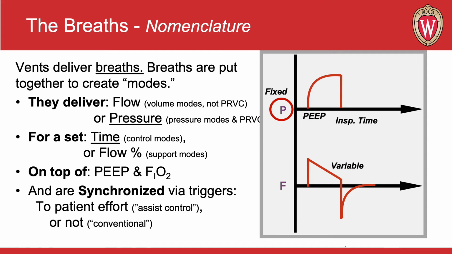Alternatively, the vent can deliver that breath for a set amount of flow percent in support modes, which we'll talk about later on. And it does that on top of PEEP and FiO2, and it can be synchronized to patient effort, which would be assist control modes of ventilation, which include PRVC, and synchronized to the patient in modes like PSV or SIMV, or it can be not synchronized to the patient in conventional modes of ventilation that march on no matter what the patient is doing.